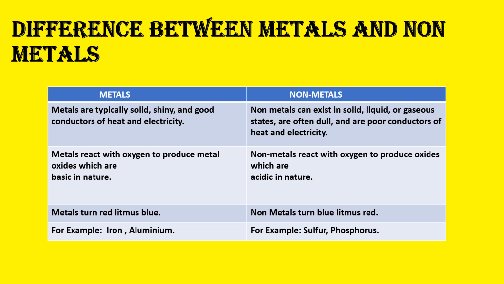electricity through them. Then second point: metals react with oxygen to produce metal oxides which are basic in nature. Non-metals react with oxygen to produce oxides which are acidic in nature. Then metals turn red litmus blue because they are basic in nature. Non-metals turn blue litmus red because they are acidic in nature. For example, metals are iron and aluminium, and examples of non-metals are sulfur and phosphorus. So this was the difference between metal and non-metal, which is the most important question.